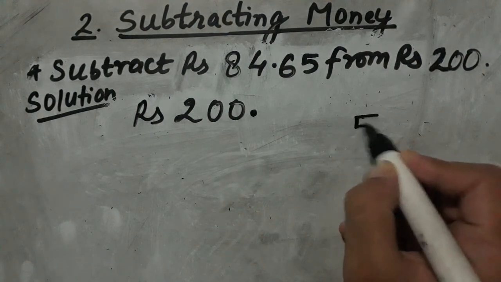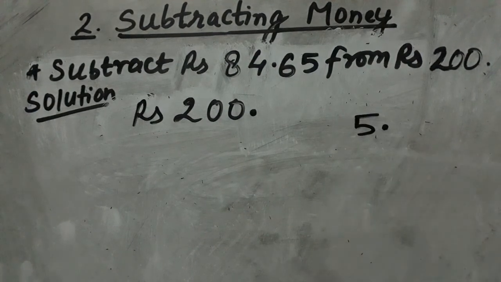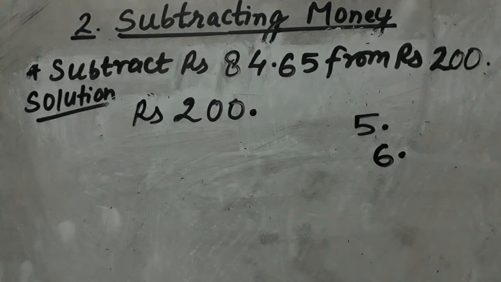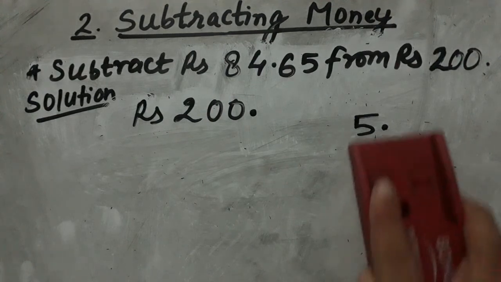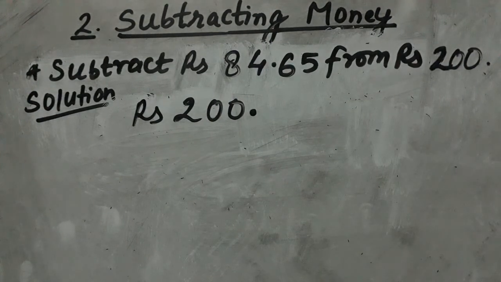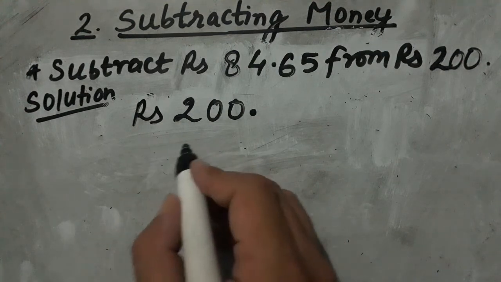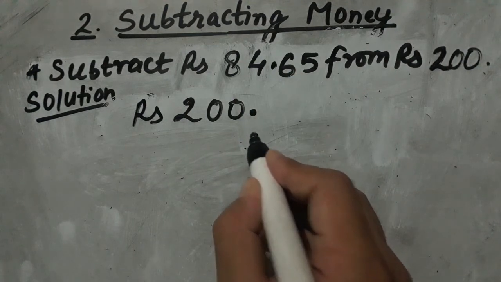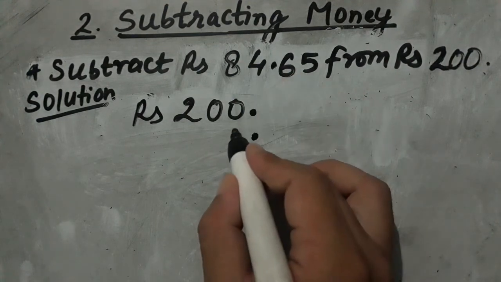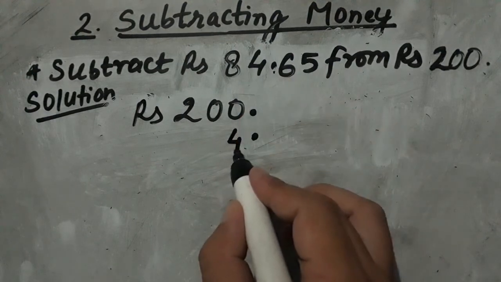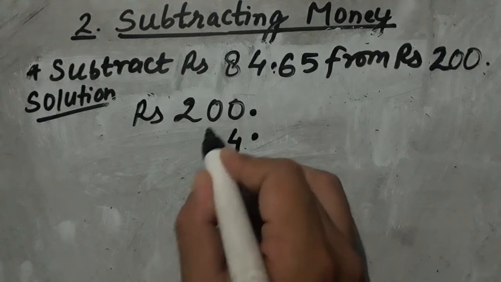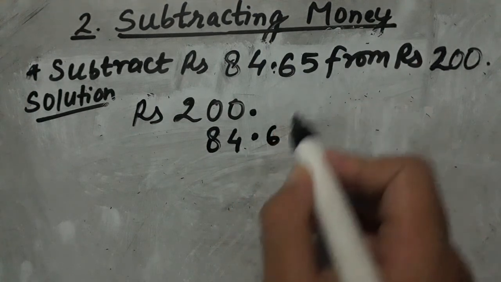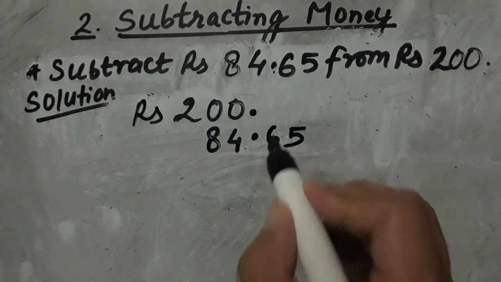If I write 5, then its decimal will be here. If I say 6, its decimal will be just after the ones place. Now students, let's keep the other amount. Before writing, let's maintain the decimal. Before the decimal there is 4, and before 4 there is 8. After the decimal there is 6, and after 6 it is 5.